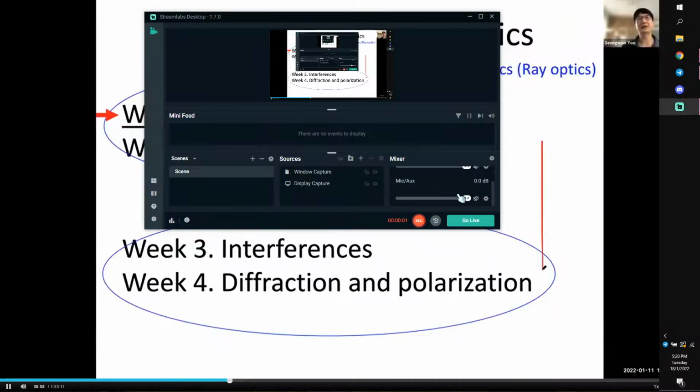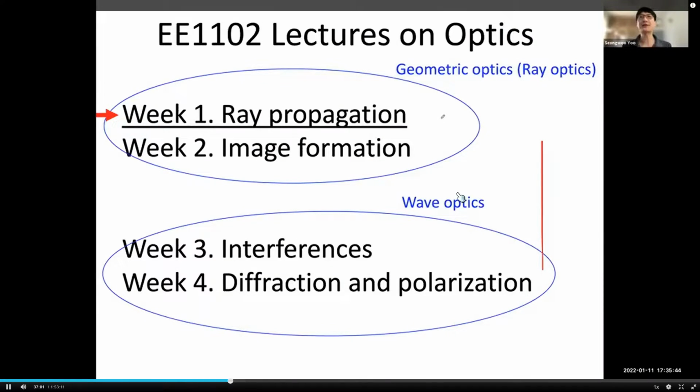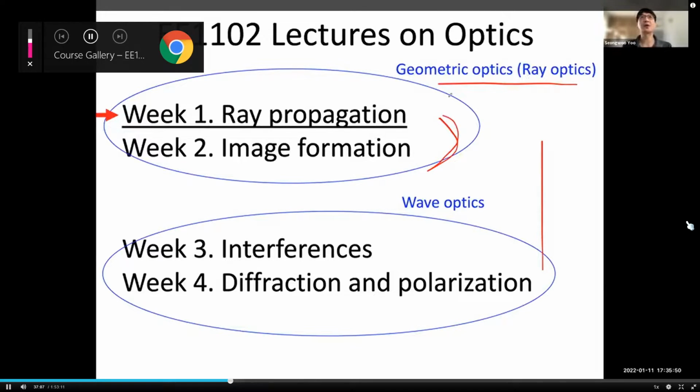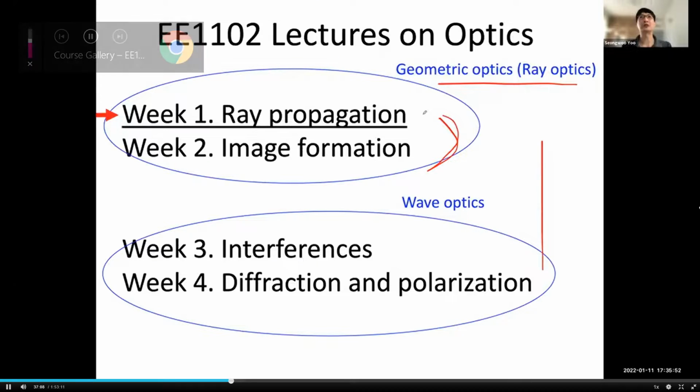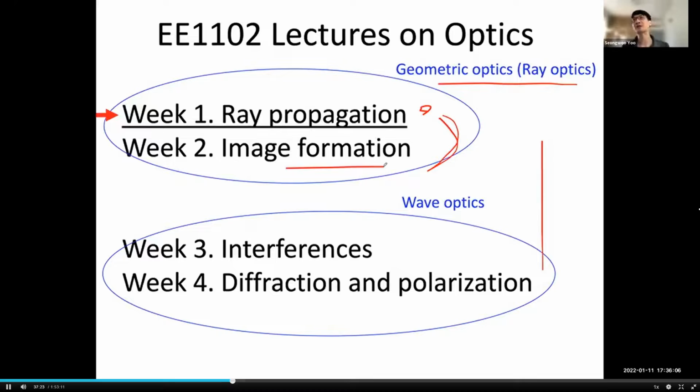mainly the optics. The first 2 weeks are dedicated to geometry optics, which is also called ray optics. In other words, we are going to look into ray propagation, how light bends its direction when it enters a different material, and also image formation by lenses and mirrors, how images are actually formed, what a virtual image is and what a real image is, and all that.